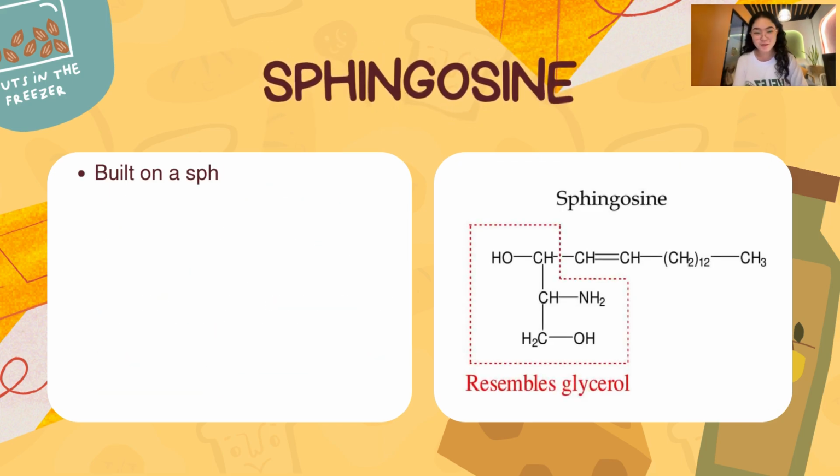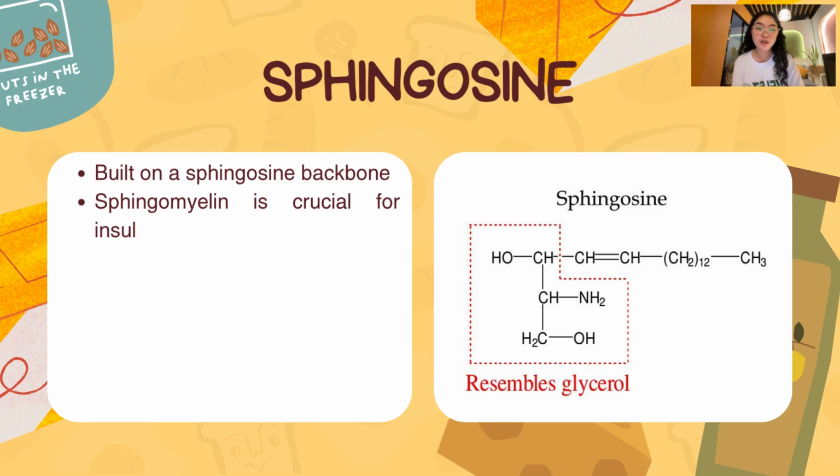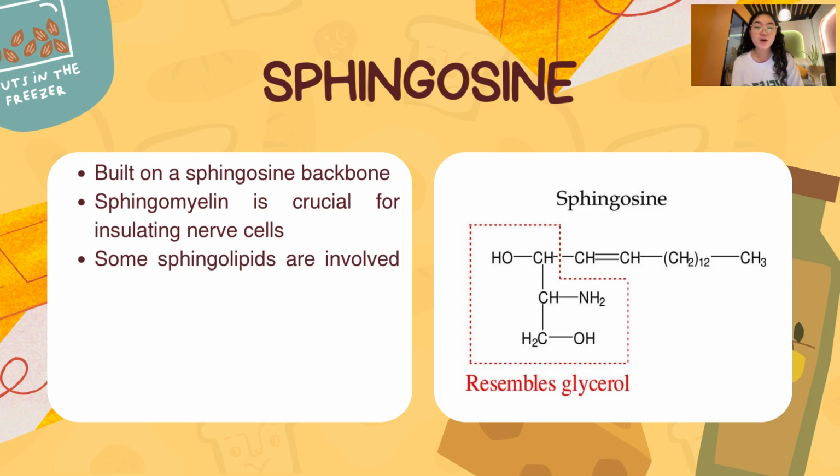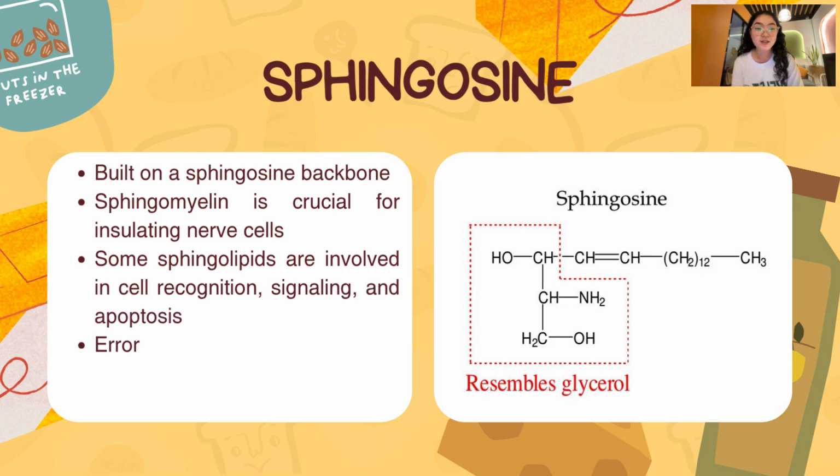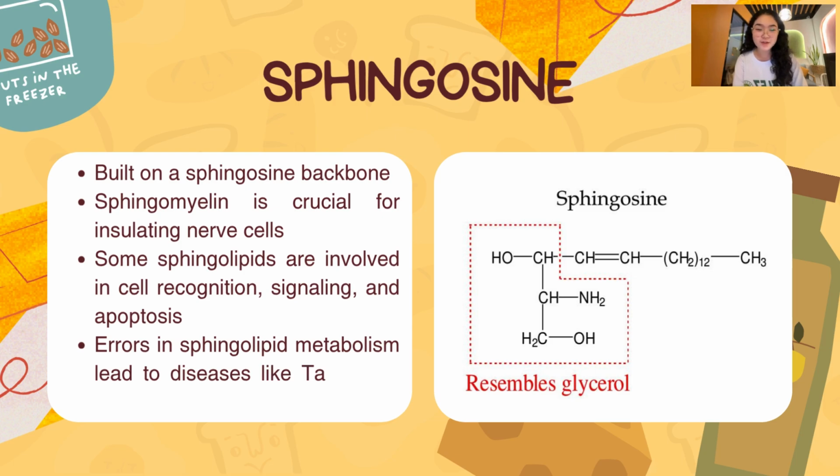Next up is sphingolipids. These are structurally different. Instead of a glycerol backbone, they're built on a sphingosine backbone. That might sound like a small change, but it gives them different functions and properties. One key type of sphingolipid is sphingomyelin, which is a critical component of the myelin sheath, the insulating layer that surrounds the nerve fibers. Think of it like the protective coating on electrical wires. Without this insulation, nerve signals would be slow or disrupted.